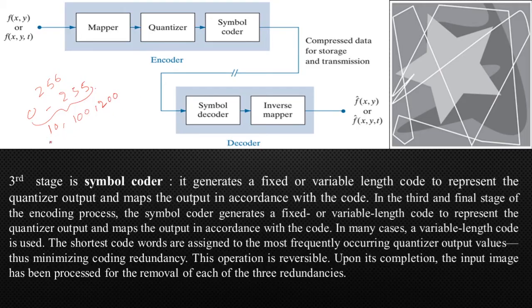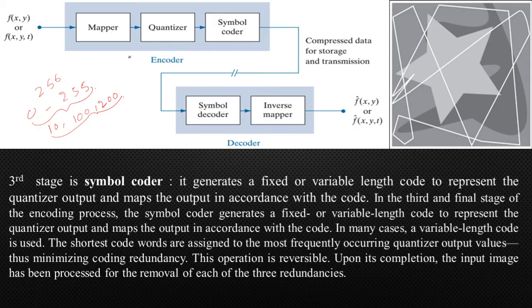If the image has only these three values, then we can assign some codes. That is, a smaller number of bits can be assigned to the most probable intensity values. That is the symbol coder. That operation is performed by this symbol coder. It generates some codes to reduce the coding redundancy. The symbol coder reduces the coding redundancy.